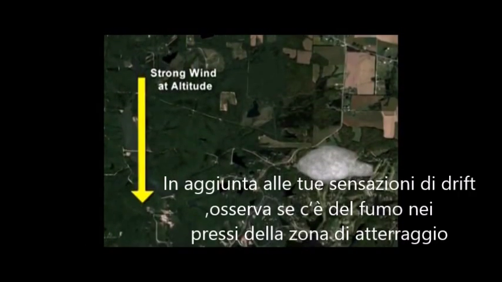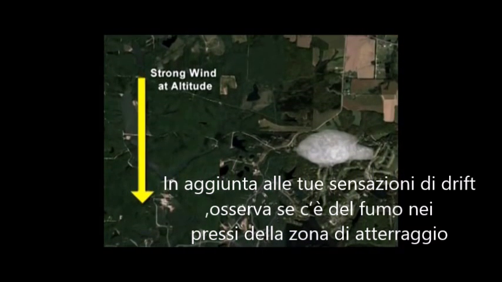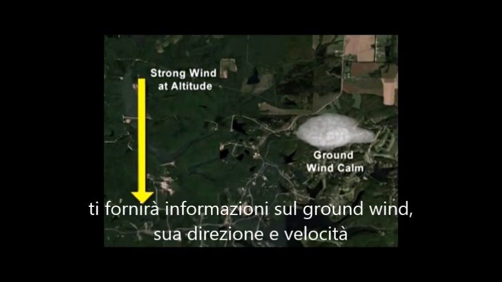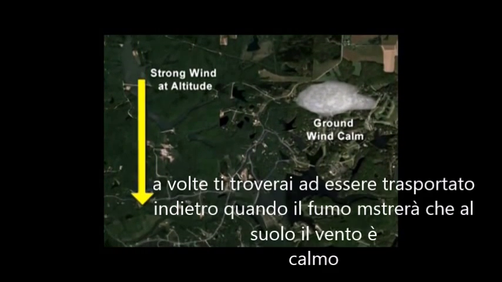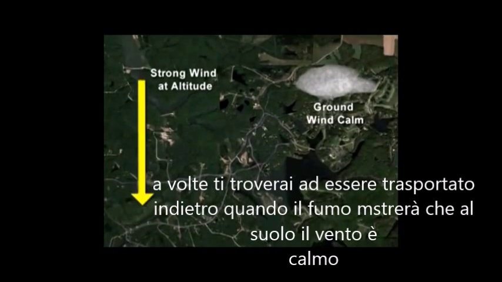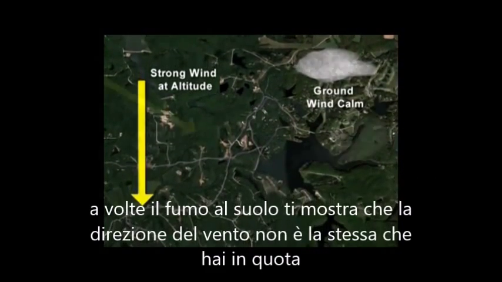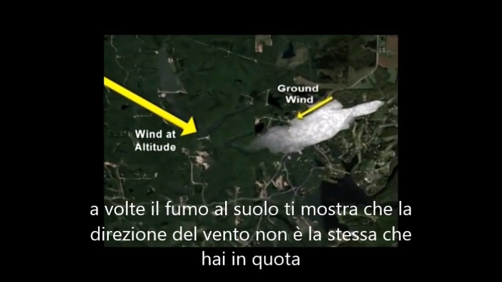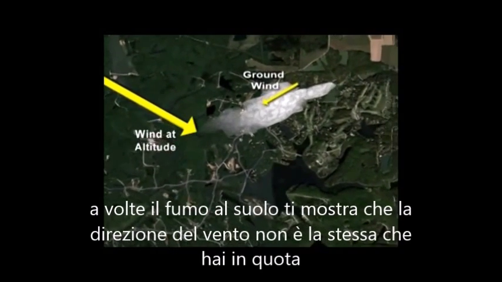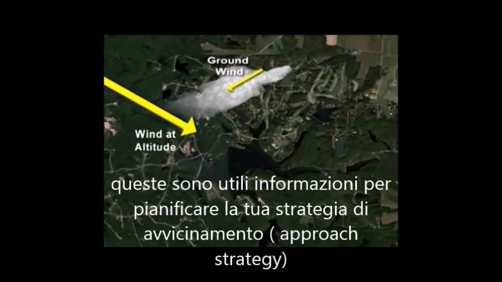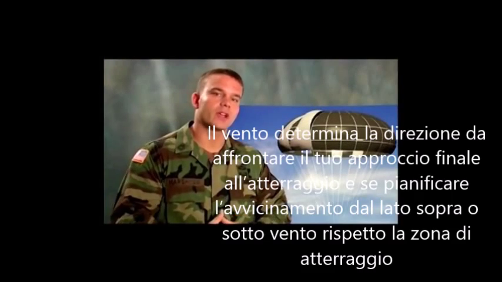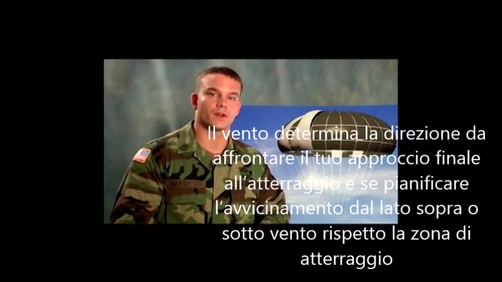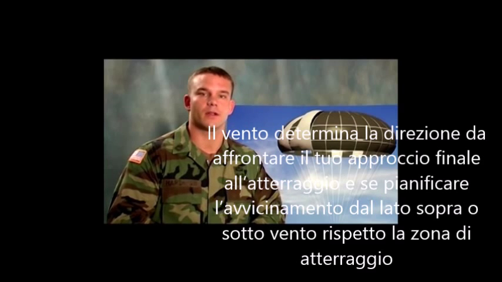In addition to your perception of drift, if there is smoke on or around the DZ, it can give you information about ground wind, direction, and velocity. Sometimes you may be drifting backwards at altitude, but the smoke will tell you that it's calm on the ground. Sometimes the smoke shows that the ground wind is blowing from a different direction than your wind at altitude. This is useful information for planning your approach strategy. The wind determines the direction you'll face when making your final approach for landing, and whether you'll make your approach from the upwind or downwind side of the landing area.